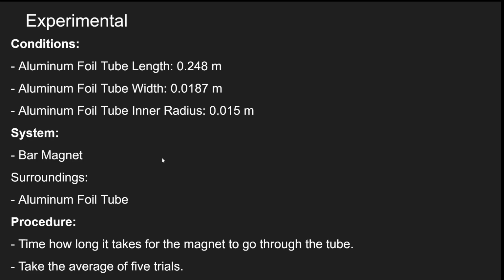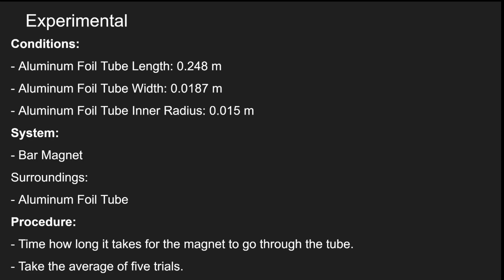Now let's talk about the experiment. I used a straightforward but carefully designed setup. I dropped a bar magnet through an aluminum tube that was precisely 0.248 meters long, with a width of 0.0187 meters and an inner radius of 0.015 meters. These measures were crucial for both my experimental observations and computational observations.